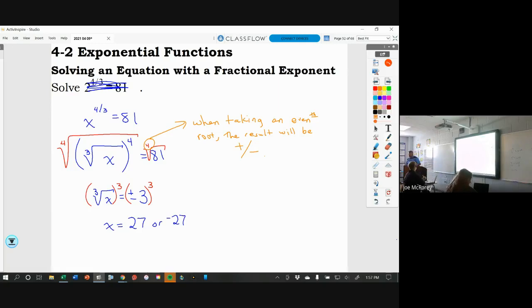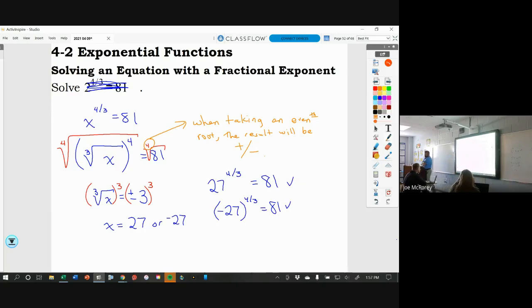And you have to check them both. When you're checking negative numbers, make sure you put that negative 27 inside parentheses. So you actually want to do 27 to the 4/3 power, and what do you get? 81. So that checks. But to check the negative 27, you better put it in parentheses. Negative 27 to the 4/3 power is also 81.